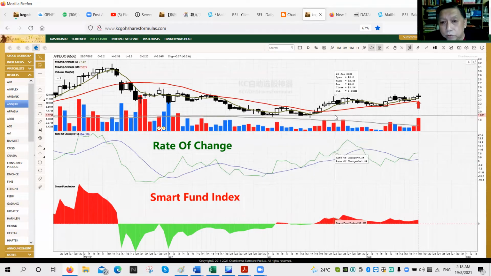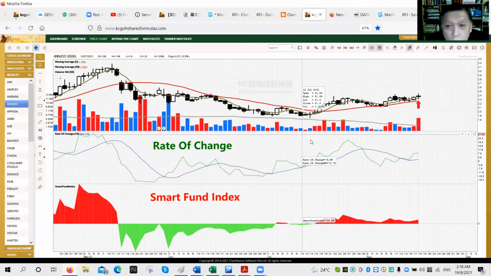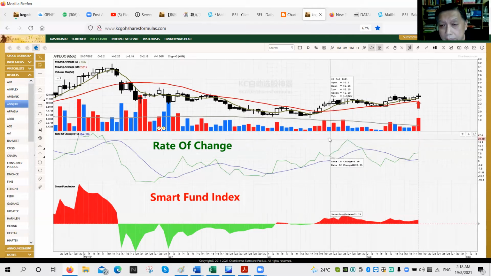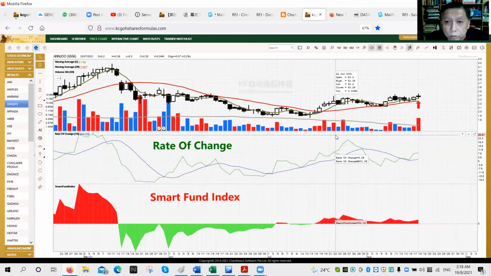And then move to July 22nd. So July 22nd, it actually moved to 223. Let me see, it's 233. Okay. So after that, you can see this kind of signal is a long upper shadow.